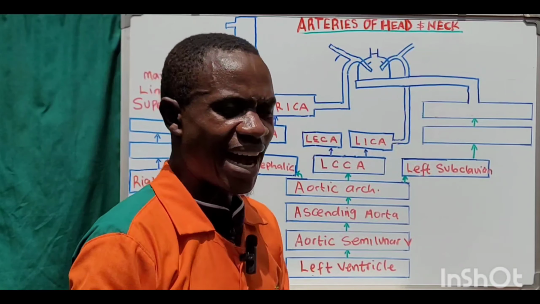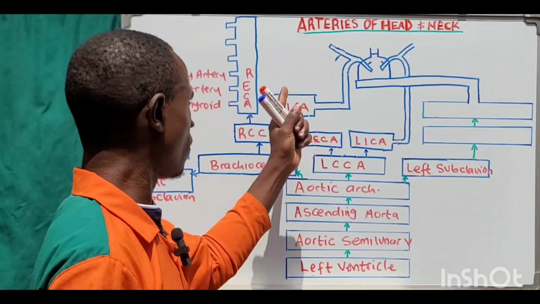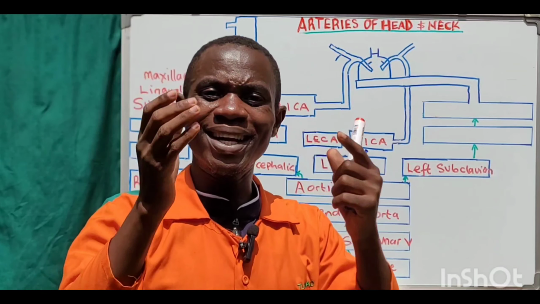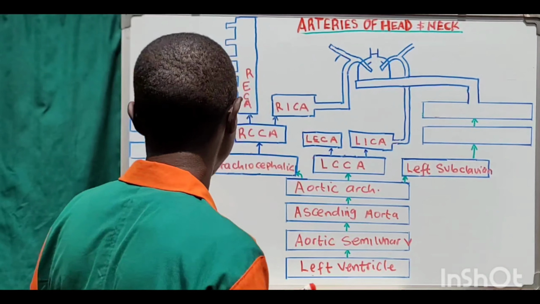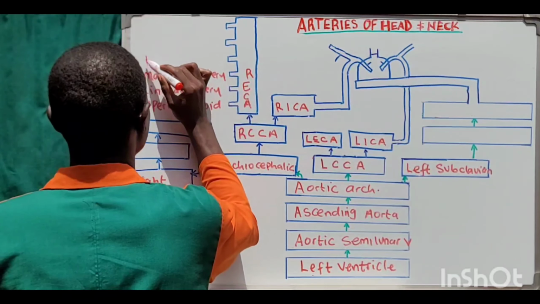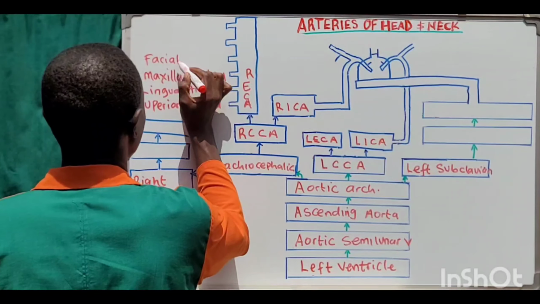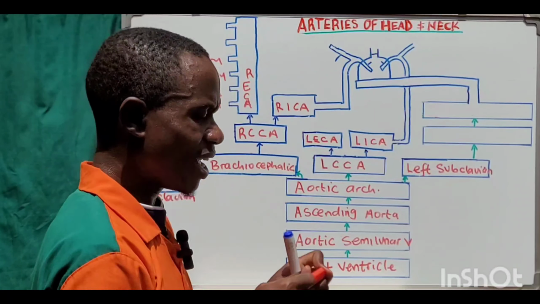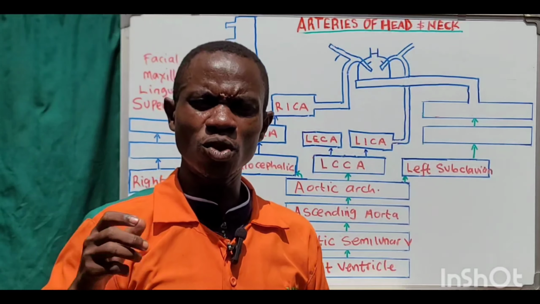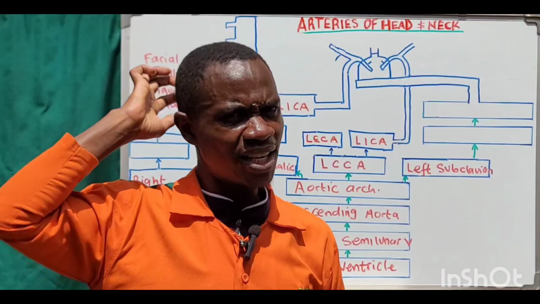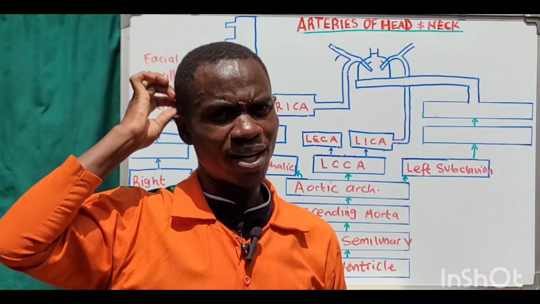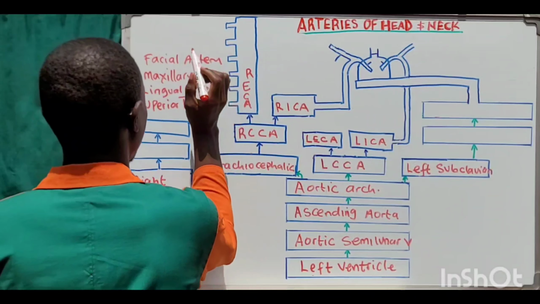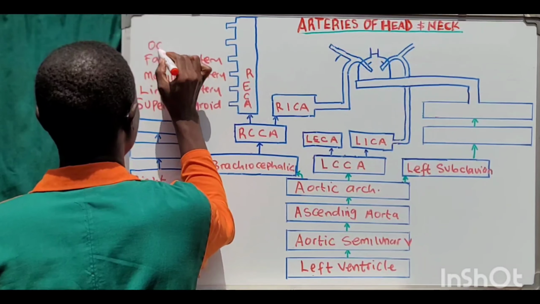And then another branch is the artery which is going to be supplying the muscles of the face. For that reason, it's just called the facial artery. And this one here is the facial artery. Also we're going to be having another branch which is going to be supplying the structures of the occiput. That one is the occipital artery. This one here is the occipital artery.